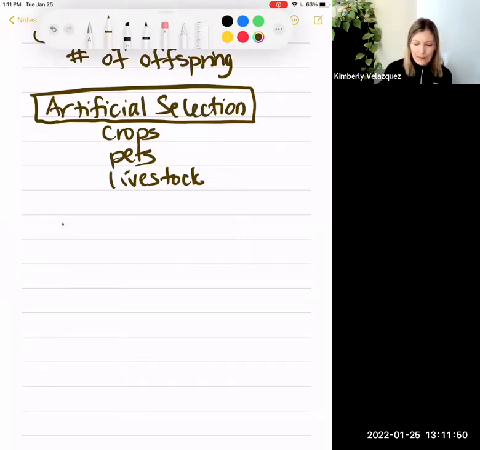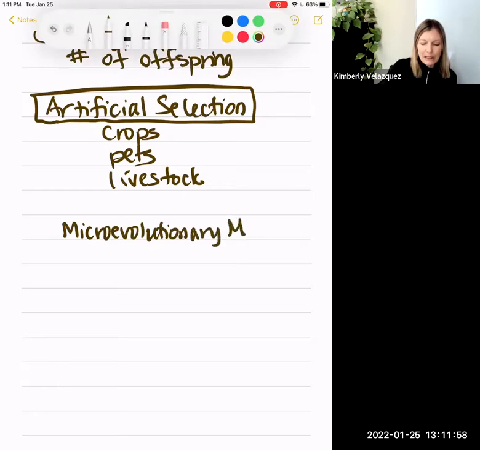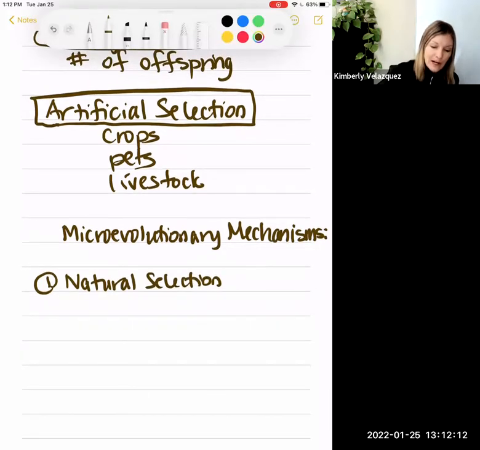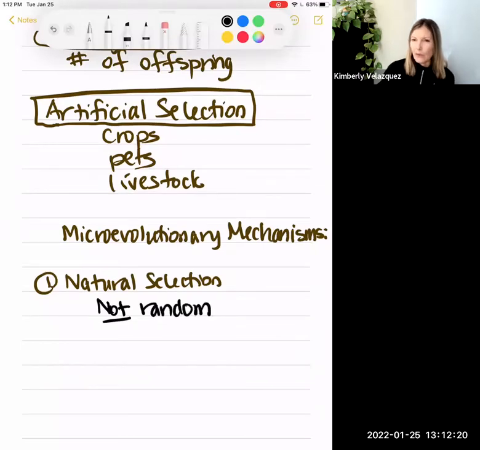So let's recap the different mechanisms of microevolution. We'll call those microevolutionary mechanisms, ways that microevolution happens. And the first one was natural selection. Remember that natural selection is not random. The environment is dictating that one allele offers a survival advantage over another, and those individuals with the selective or advantageous traits are the ones that survive and reproduce more.